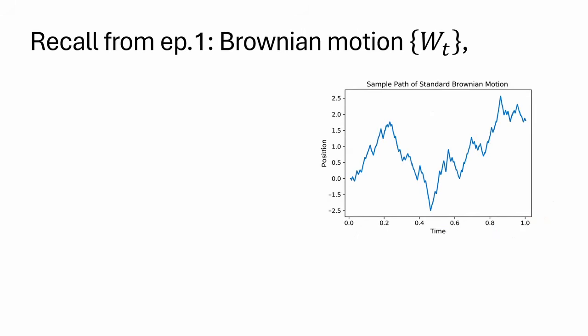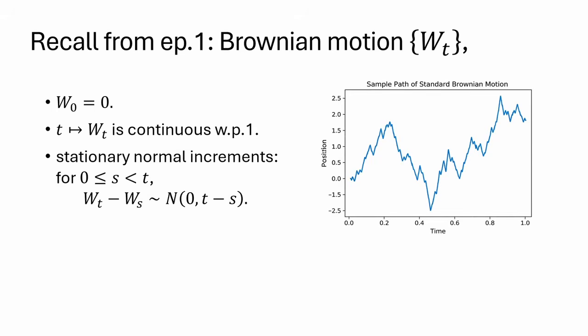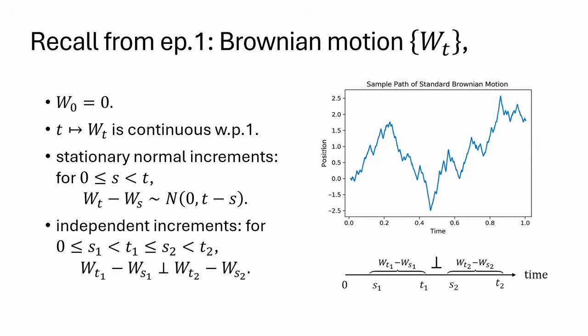In the previous episode, we defined the Brownian motion, a continuous time stochastic process. As a recap, here are its defining properties, which we will use extensively. The Brownian motion has an initial position of 0. Its sample path is almost surely continuous. Its increments are stationary and normally distributed, with zero mean, and the variance equals the length of the time interval. And lastly, we have the independent increment property. Increments over non-overlapping time intervals are statistically independent.